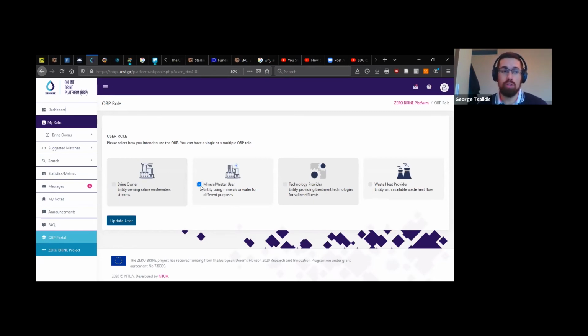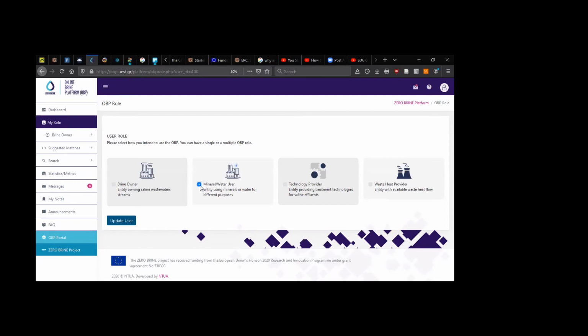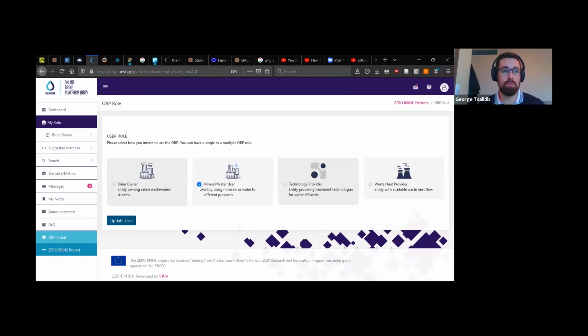Okay. So my question was whether it makes sense to always select all of them, right? Because if I have a brine and I don't know what the value is, then it would be really nice to get a match with any potential end user. Yeah, that's true. That can be done. That's a way to go. Yes, interesting.